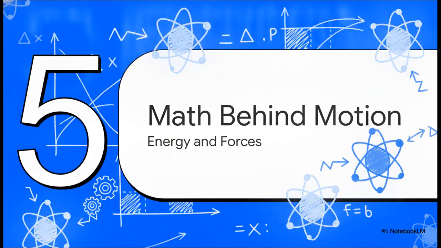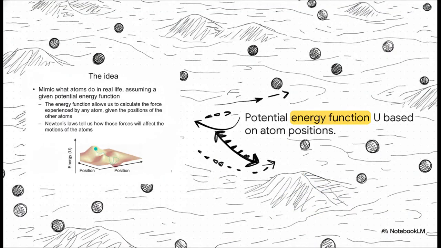Finally, Section 5, Math Behind Molecular Motion, Energy and Forces. To truly grasp how this works, we need to peek at the core physical math. How exactly does the computer calculate step 2 of our algorithm? How does it know what forces are pushing and pulling on the atoms? To do that, the system relies on a potential energy function.